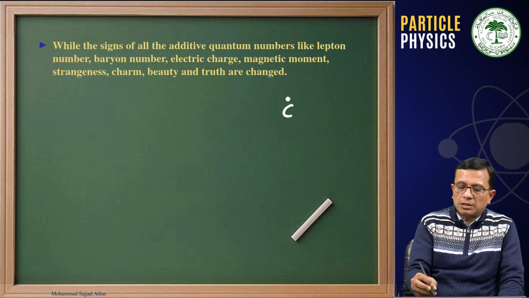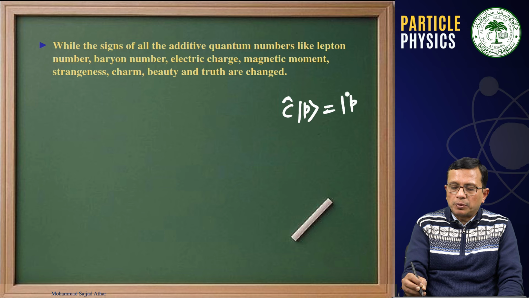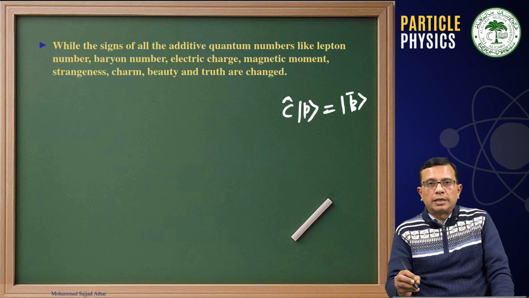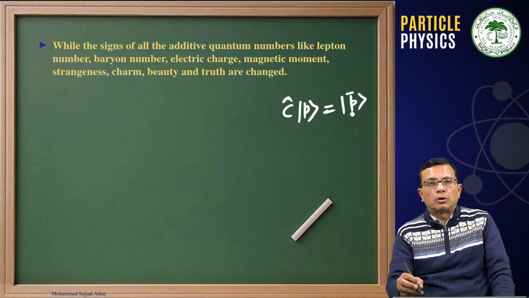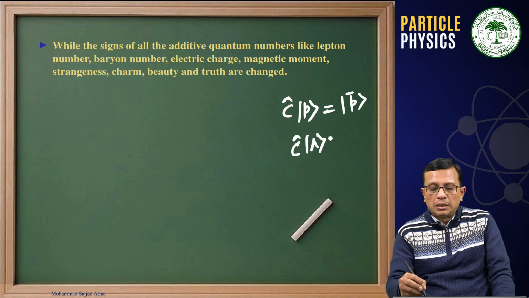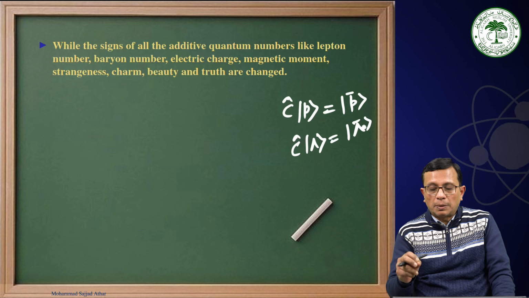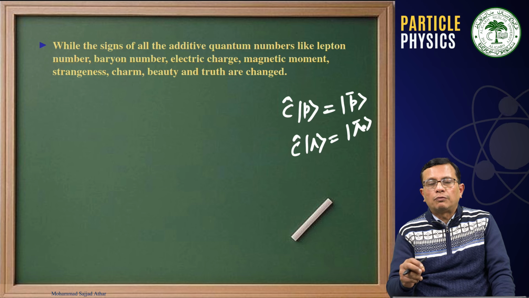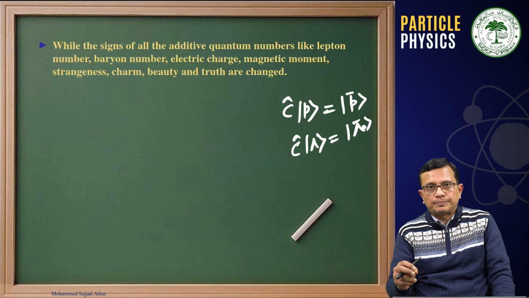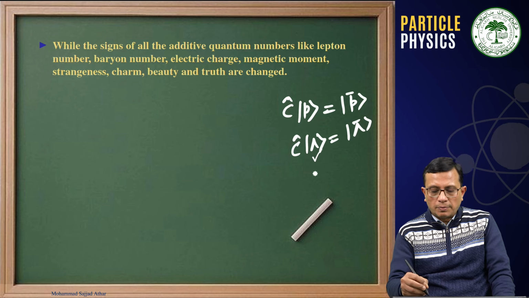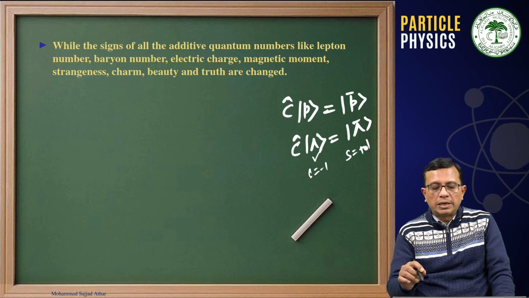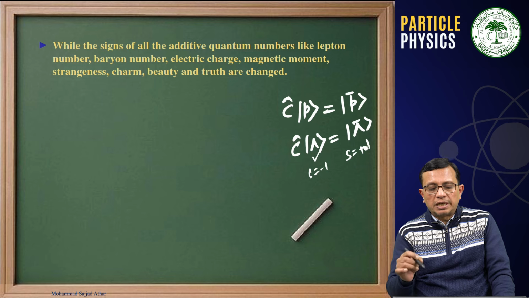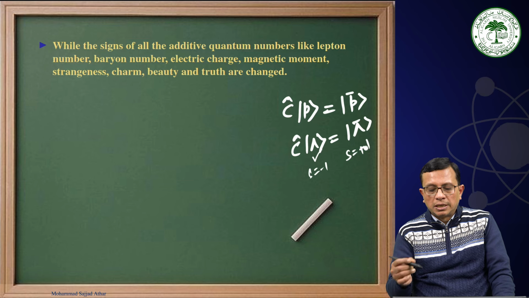For example, if I operate charge conjugation on a proton, then I get an anti-proton with some phase factor that we will talk about later in this course. Baryon number for proton is +1, for anti-proton is -1. If I operate C on lambda, then we get lambda bar. Though lambda is a neutral particle, the antiparticle of lambda is anti-lambda. Therefore, charge conjugation operating on lambda changes it to anti-lambda with some phase factor. Now, baryon number for lambda is +1, for anti-lambda is -1. Strangeness for lambda is -1, while for anti-lambda is +1. That is why we say the additive quantum numbers change, like strangeness, electric charge, etc.